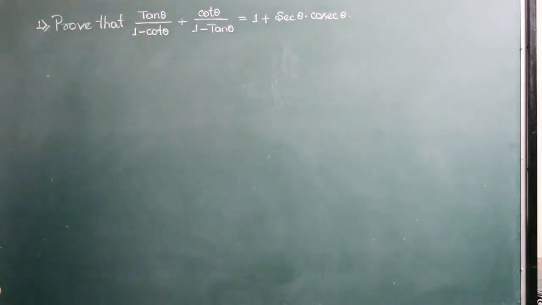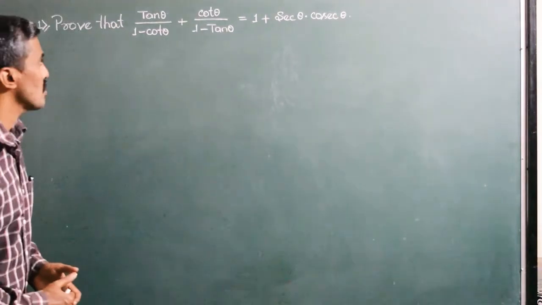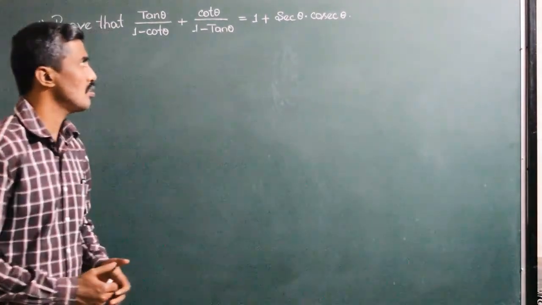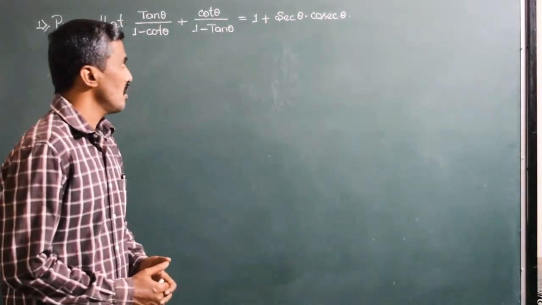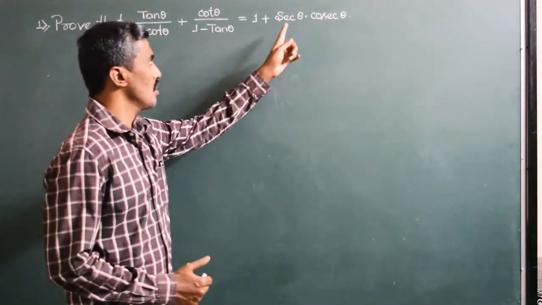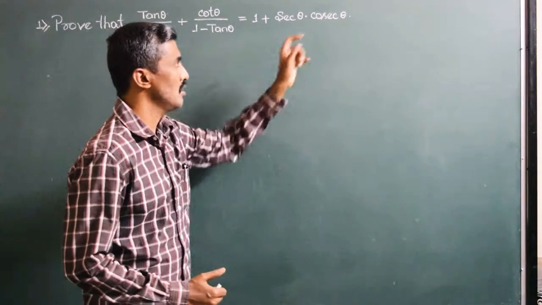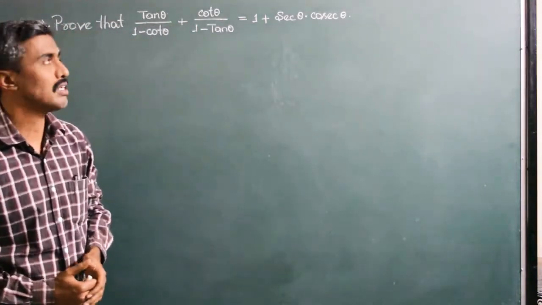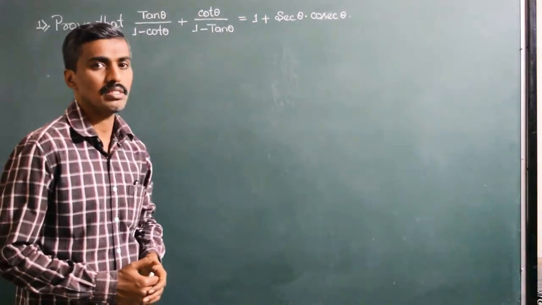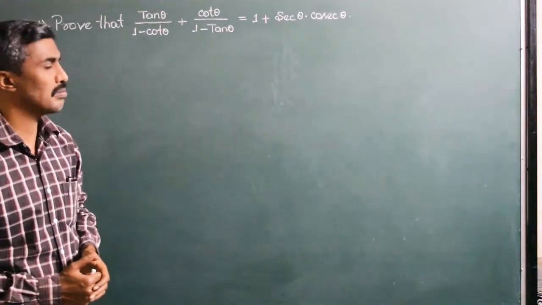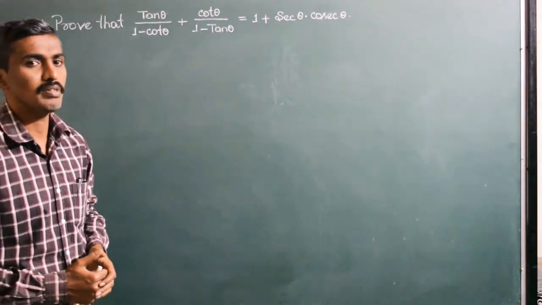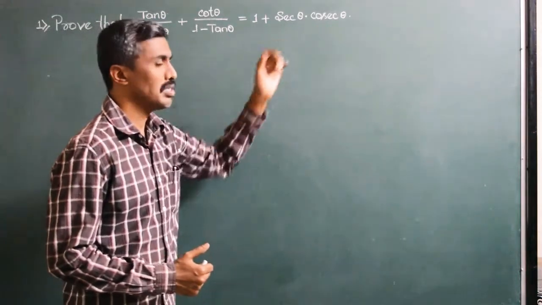Prove that tan theta divided by 1 minus cot theta plus cot theta divided by 1 minus tan theta is equal to 1 plus secant theta into cosecant theta. So in the right hand side, trigonometric terms are secant theta and cosecant theta. We know how to get secant theta and cosecant theta. Suppose we succeed in getting 1 by cos theta and 1 by sin theta, then ultimately we will get secant theta and cosecant theta.